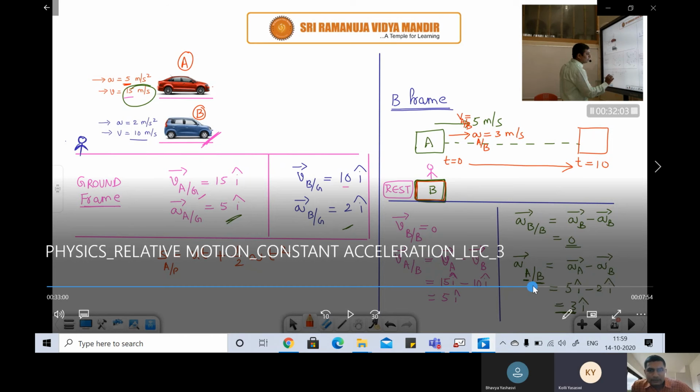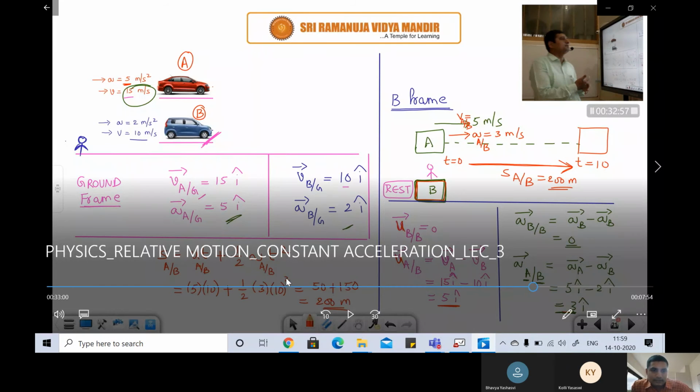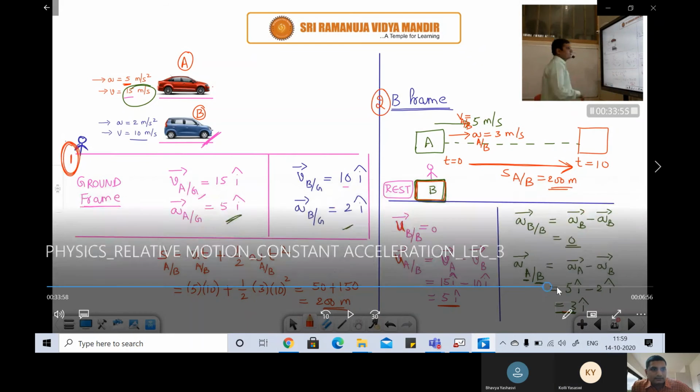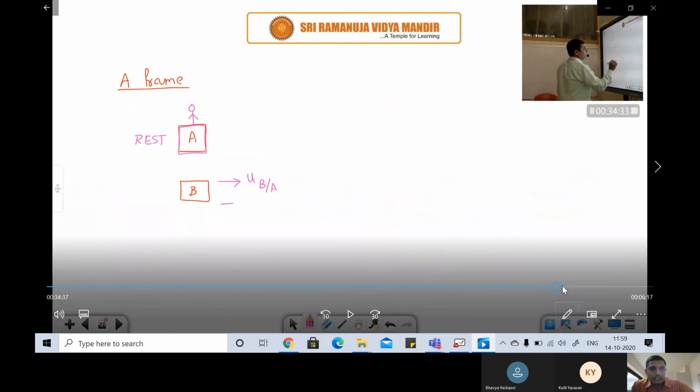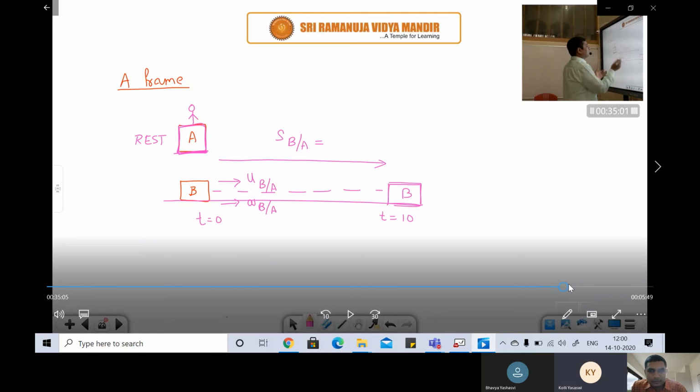Now what is the equation we should apply? S is equal to ut plus half at square. But everything is A with respect to B. So if you solve this equation, you'll get what? 200 meters. Same answer we got. Correct. So you can also solve this same problem from the A frame.